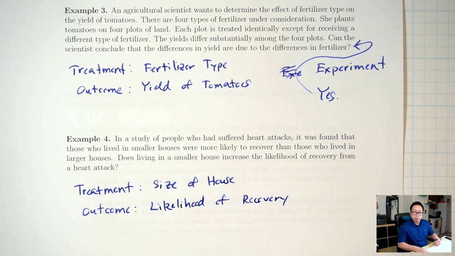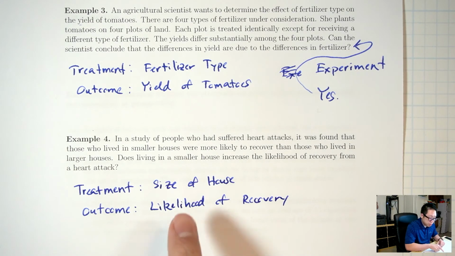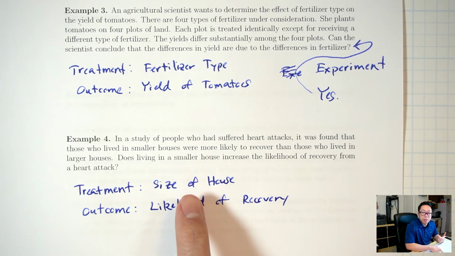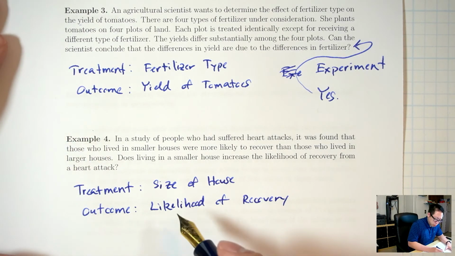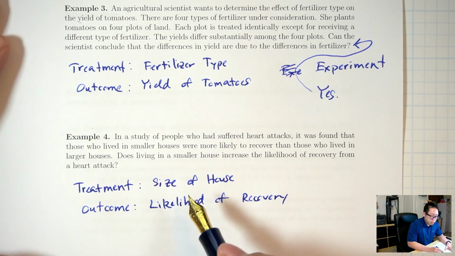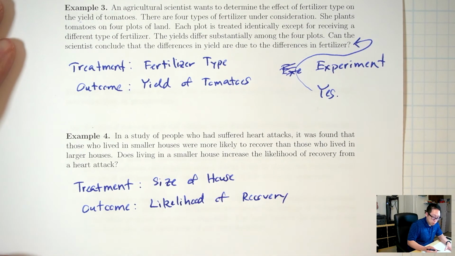Okay, so is this an experiment or is this an observational study? So did the researchers decide the size of the house that these people live in? No. All right, so the people came to the researchers already either living in a small house or a big house. So the researchers here did not decide who lived in what house. All right, so this would be an observational study.